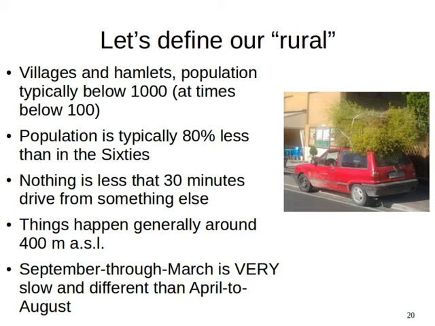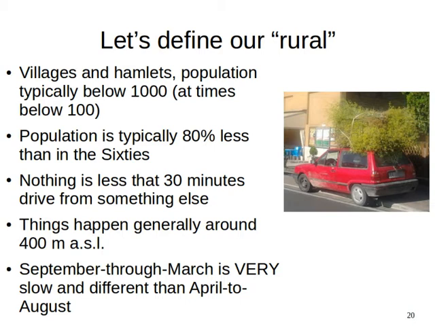The other point is that we are in the hills. Things happen generally around 400 meters above sea level. And September through March, so the autumn, winter, and start of spring, is very slow. April to August, we get tourists on the coast, in Florence, in Pisa, in Siena, you name it. And some of them eventually flow into our surroundings. But otherwise, things can be slow, which again doesn't mean this is a bad thing.